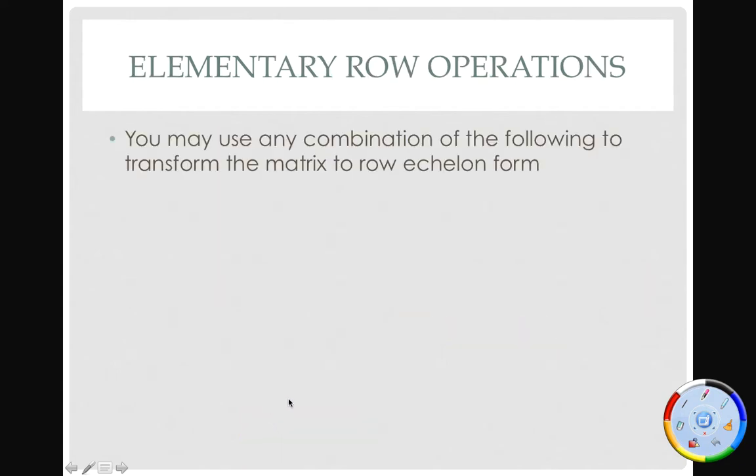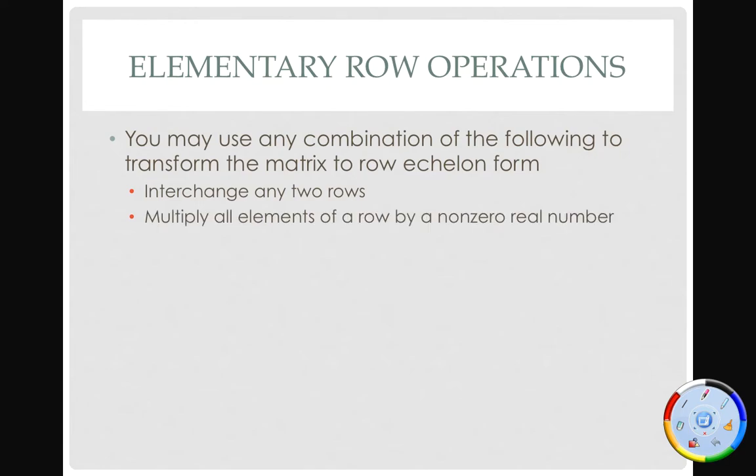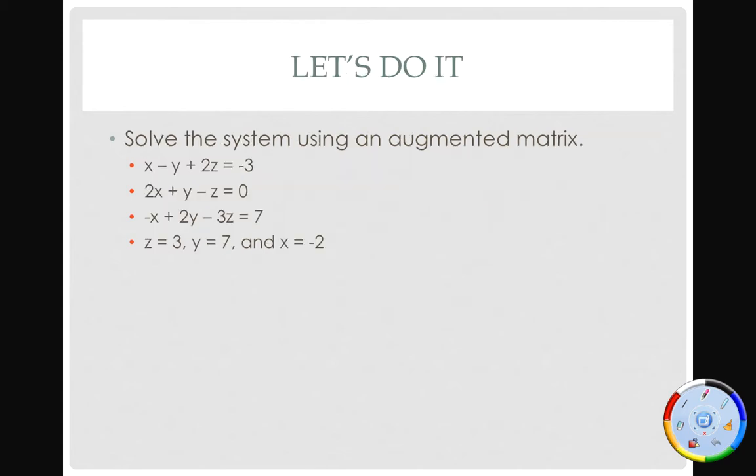And what we can do is, like I mentioned, you may use any combination of the following. You can interchange any 2 rows. You can swap row 1 with row 2 if you want. Sometimes that's nice if one of them already has a 1 where you want it to have a 1. You can multiply all elements of a row by a non-zero real number. Multiplying by 0 would make no sense at all. And then you can add a multiple of one row to any other row. Just like we did with the Gaussian elimination.